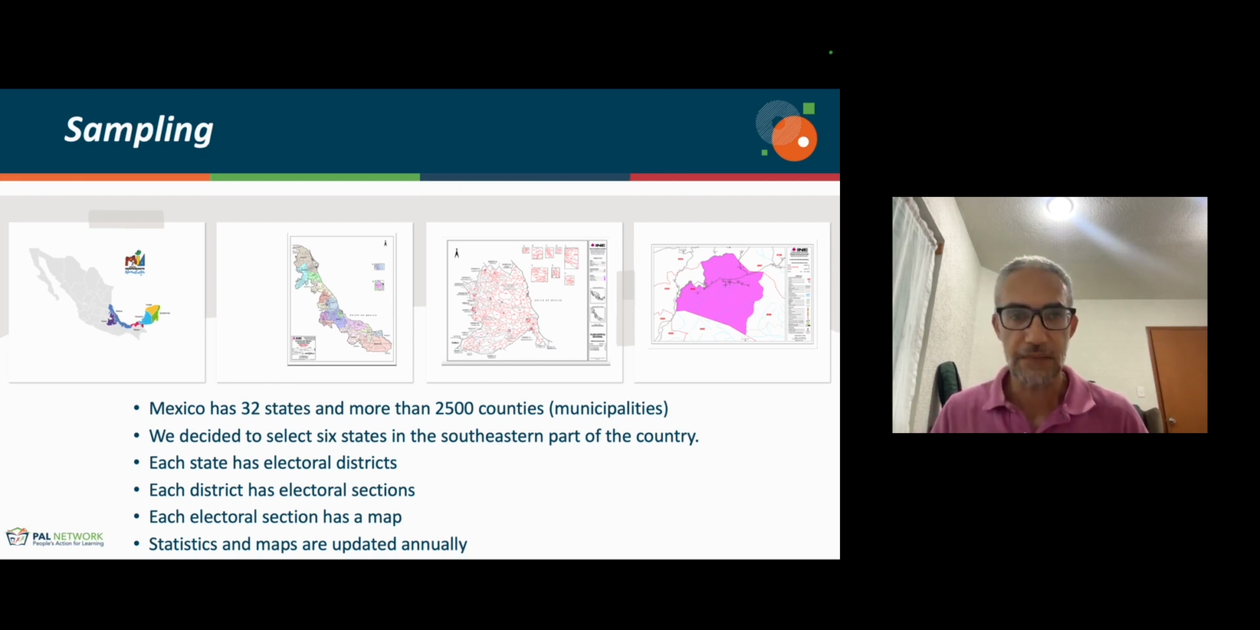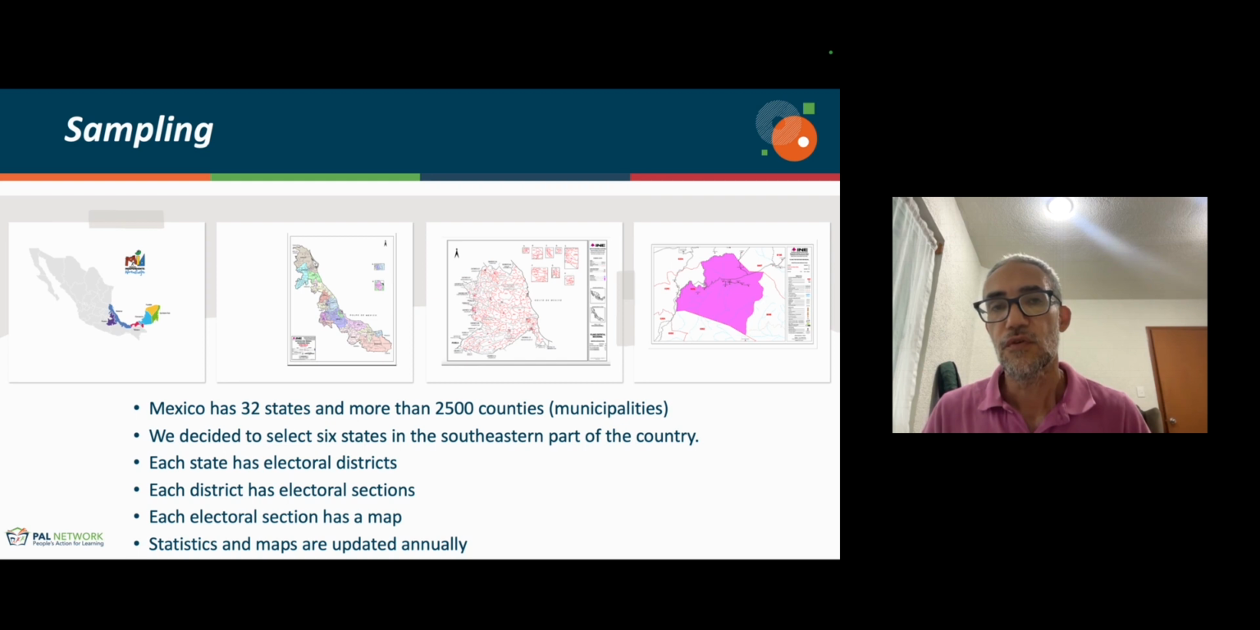For example, this is the map of Veracruz. In Veracruz, we have 20 districts, and each district has electoral sections. And we sample the electoral sections of every electoral district in the selected state. Why an electoral district? Because the statistics and maps are updated annually. There are very good statistics and maps available for everybody, and because the electoral districts are equal or tend to be equal in quantity of people.